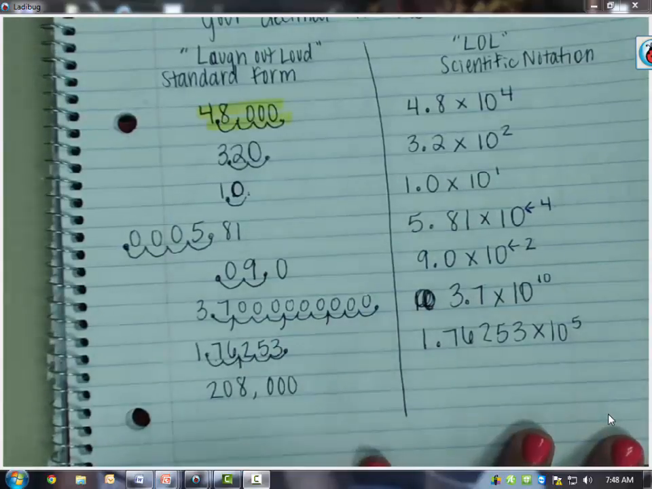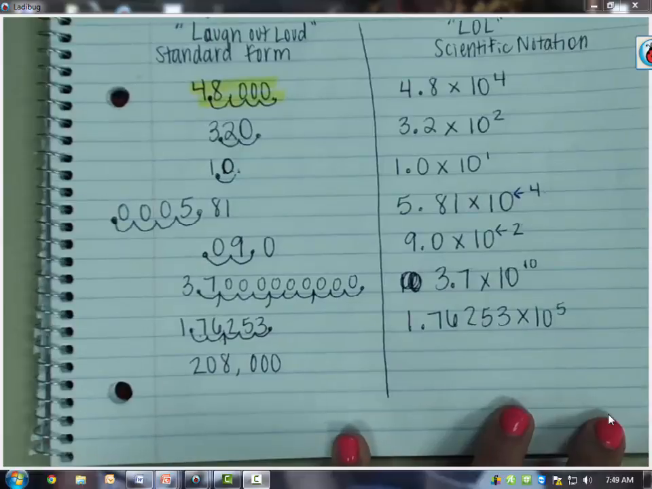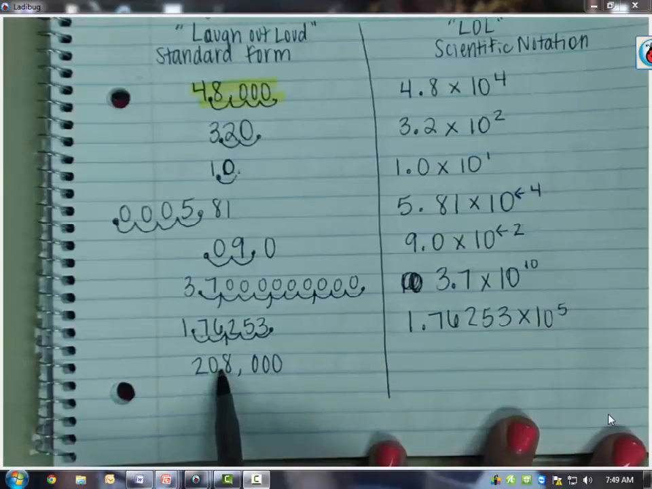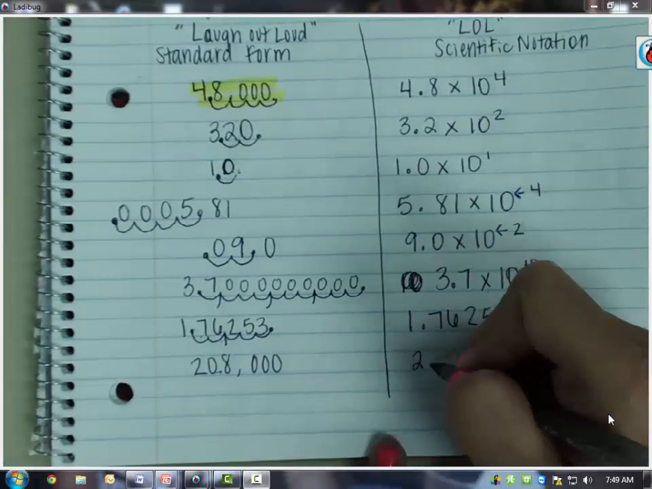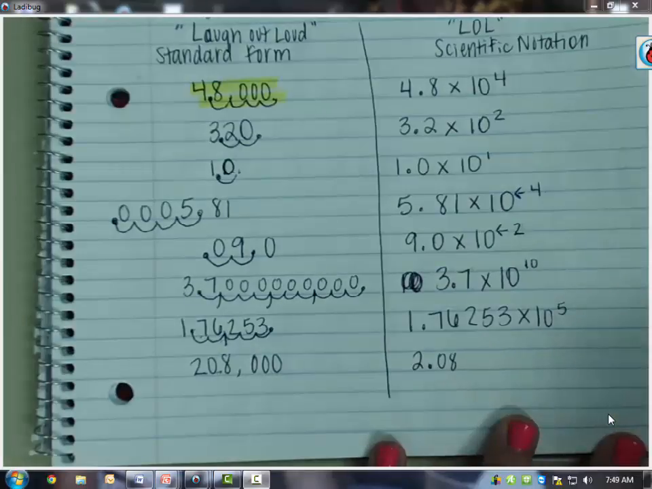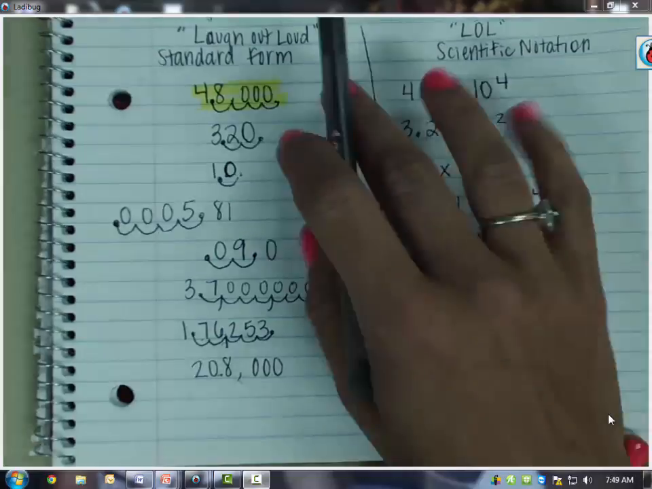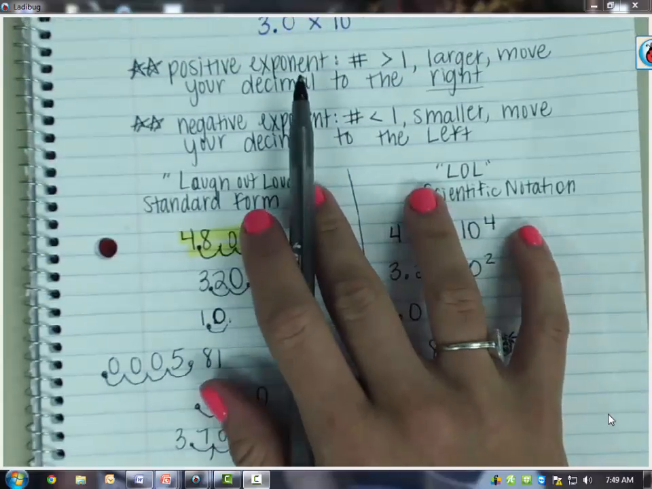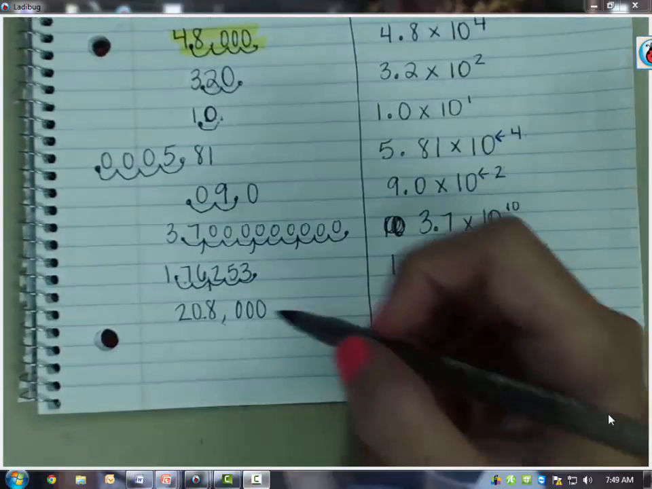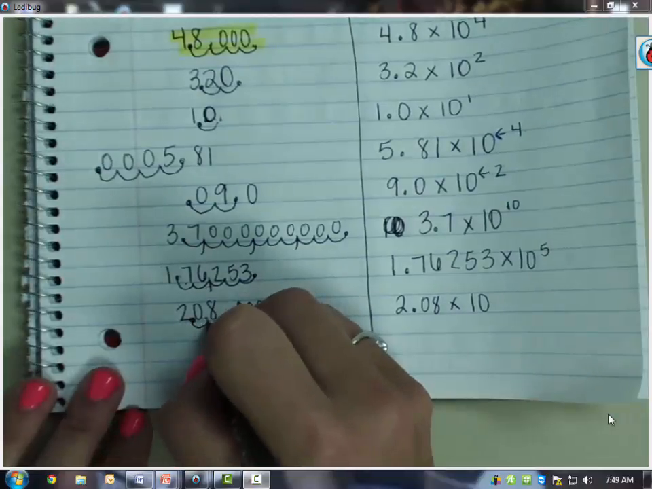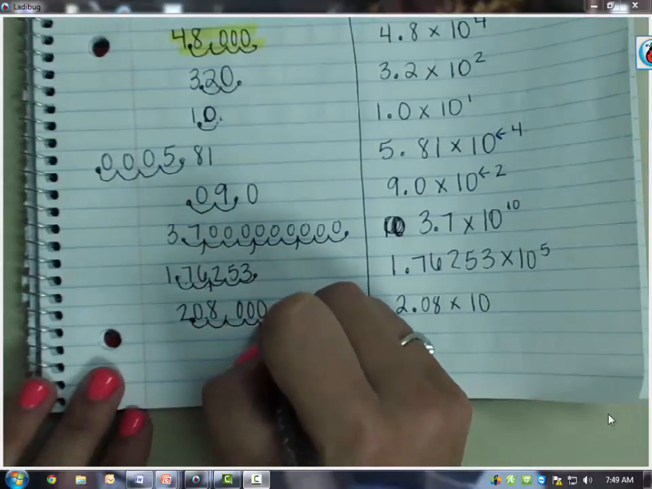Okay, and last one, you should have seen that your whole number is not going to be 20 and 8/10. It should be between 2 and 8/100ths. So we write our whole number. You multiply it by a base of 10. And is this number bigger than 1 or smaller than 1? You should have said it's bigger than 1. So you know it's going to be a positive exponent. So we need to figure out where our decimal place starts. We need to go 1, 2, 3, 4, 5 places to the right, and if we're moving to the right, it's going to be positive.